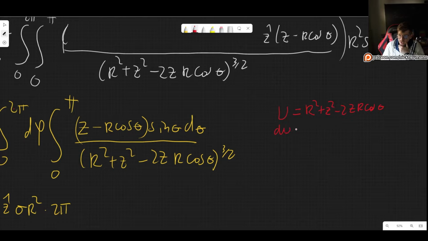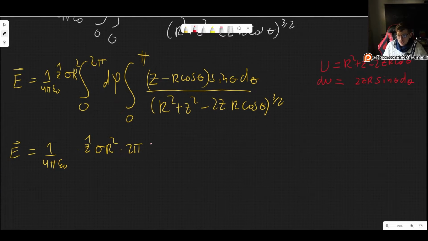And when we do that, we get that du is going to be minus 2zr times the derivative of cosine theta, which is minus sine theta. So actually we get another minus sign, which cancels out that minus sign. So sine theta d theta. So now we want to plug all of this in, right? So let's see. Now, I will leave the limits unchanged because it's a bit too annoying. I will just plug them back in by the end of this.